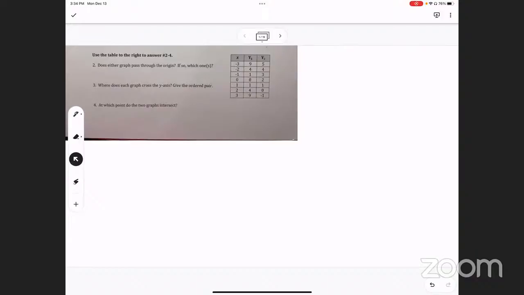This table, right? Is that what you wanted help with? Okay. Does either graph pass through the origin? So what would it mean to pass through the origin? Like 0, 0. Very good. So can you see that for the point 0, 0, you look at your x coordinate and see if either one of these are 0? That means that it goes through the origin.